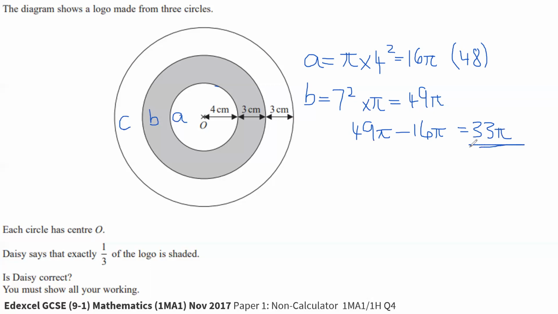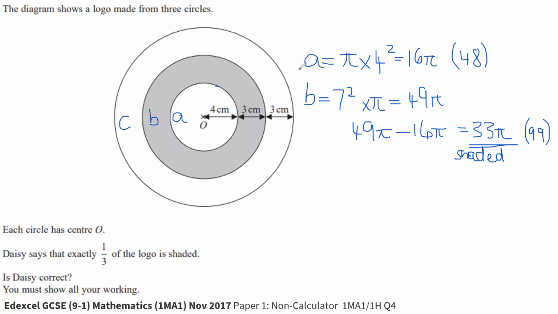So this is the shaded region. I'm just going to write underneath just so that I keep complete track of which numbers are what. So this is the shaded region, the area of which is 33 pi, or 33 times 3, which was 99. I'll just put that in brackets. So we've got 99 there, just in case we find that easier.